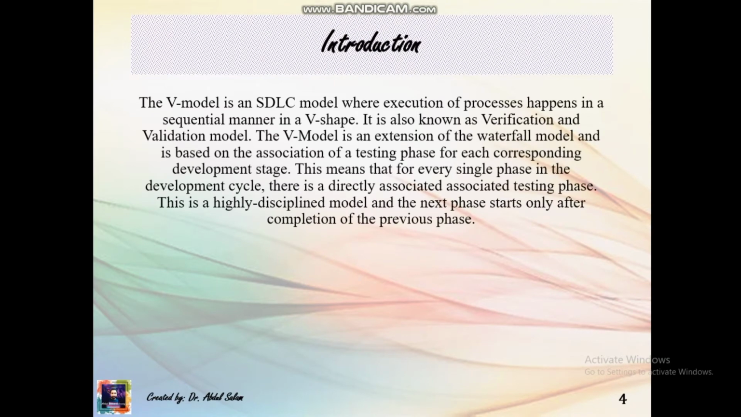So, introduction to V model: it is a software development lifecycle model where execution of process happens in a sequential manner in a V shape. It is also known as verification and validation model. The V model is an extension of waterfall model and is based on the association of a testing phase for each corresponding development stage. This means that for every single phase in the development cycle, there is a directly associated testing phase. This is a highly disciplined model and the next phase starts only after the completion of the previous stage.